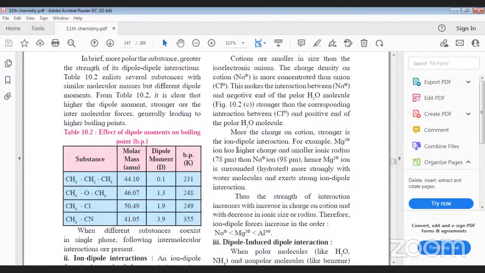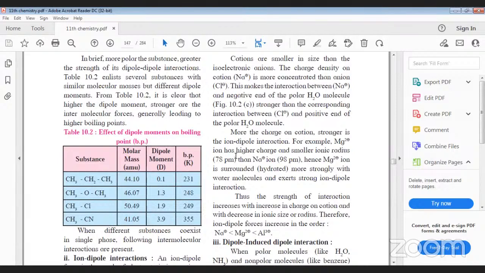The more the charge on the cation, the stronger is the ion dipole interaction. Keep it in mind, students. If the positive charge on the cation is more, the interaction will be stronger. Suppose there are two ions. One is the magnesium ion, which has a 2 plus charge. The other is the sodium ion, which has a plus charge. Which will form a stronger interaction, magnesium or sodium? What I have said is, the one with the more positive charge will have a stronger interaction. So magnesium has a 2 plus charge, whereas sodium has only 1 plus charge. So magnesium will form a stronger interaction compared to sodium.